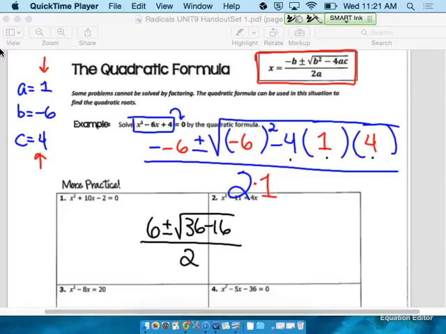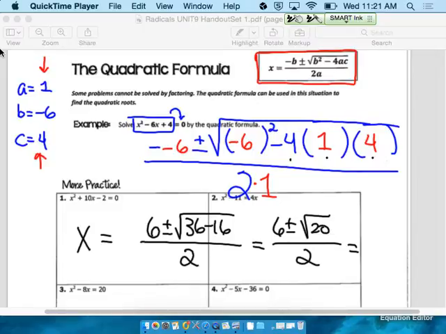So carrying on, and this is the value of x. So I can say x equals, and then carrying on, I'm going to have 6 plus or minus the square root of 20 all over 2. And moving on one step further, simplifying radical 20. 20 is 4 times 5. 4 is the perfect square. So this is 6 plus or minus 2 radical 5, and then my denominator is 2.